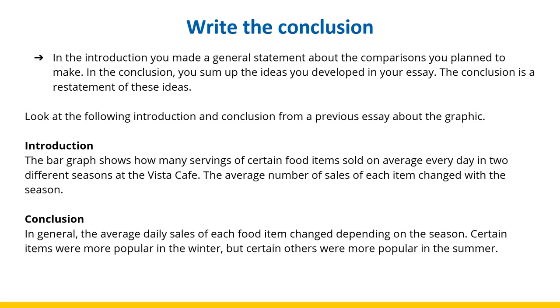So our conclusion restates this idea using different words by stating the most important change, or we also call it a trend. So here we have, in general, the average daily sales of each food item changed depending on the season. Certain items were more popular in the winter, but certain others were more popular in the summer. As you see, our introduction and conclusion are closely linked, and your conclusion basically repeats what was said in the introduction using different words and also showing the key change, the key trend that happened throughout the time.